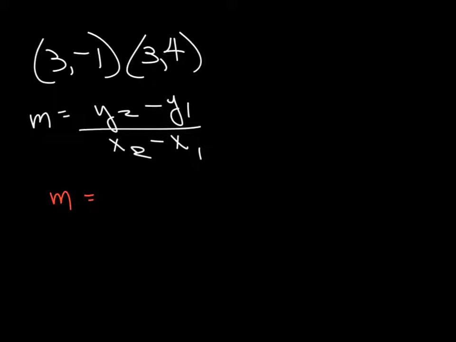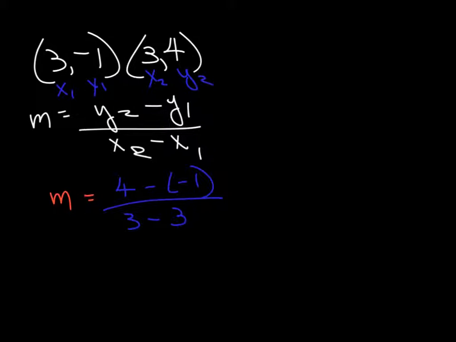So m equals, and let's call this x1, y1. Sometimes it helps to label these so you remember which one is which. Okay, so y2 is 4, y1 is -1 over x2 is 3, and x1 is also 3. So 4 plus 1 is 5 over 3 minus 3 is 0.